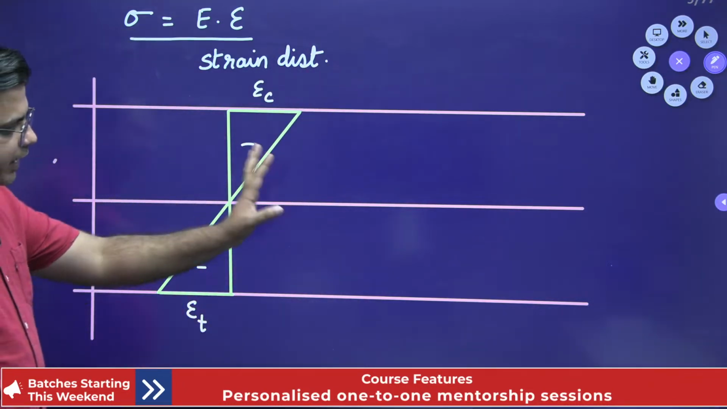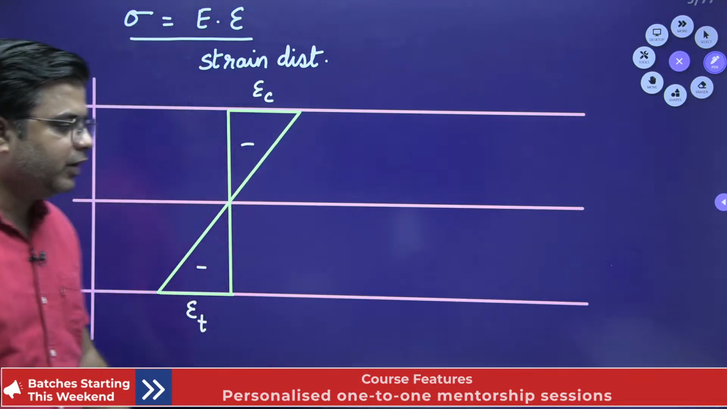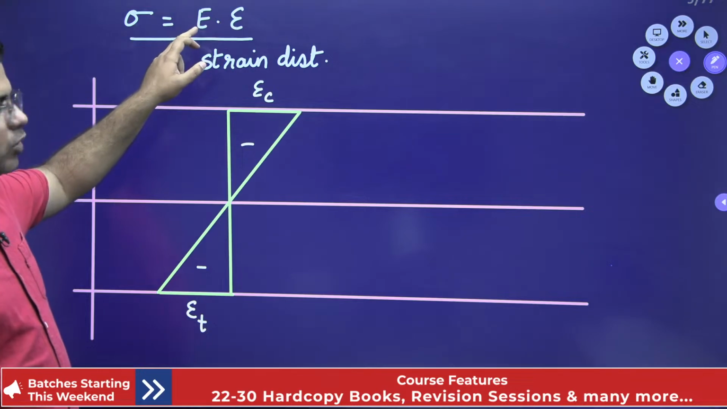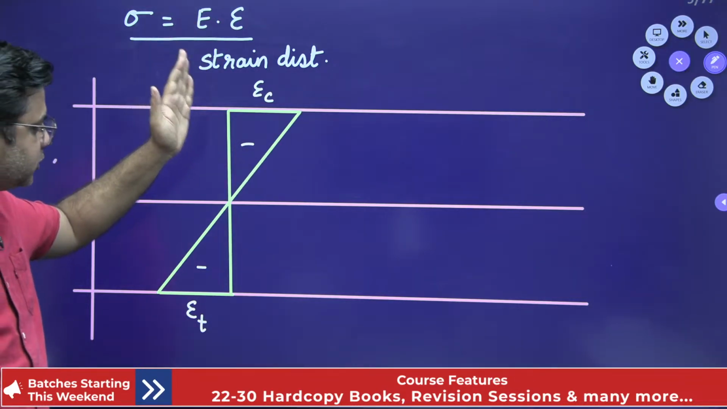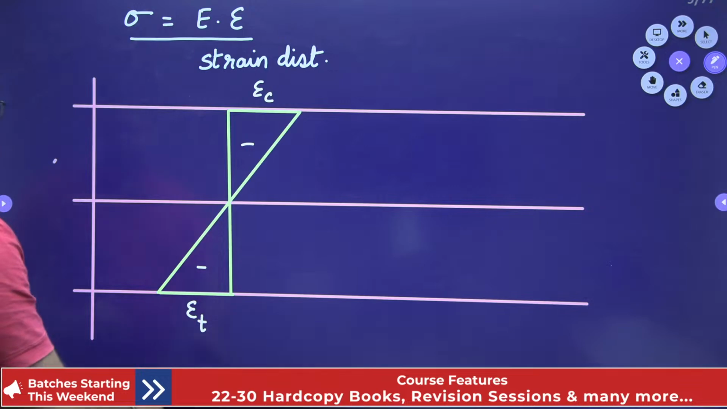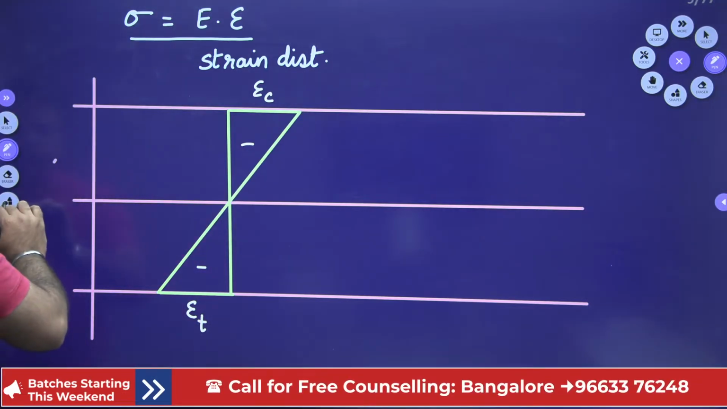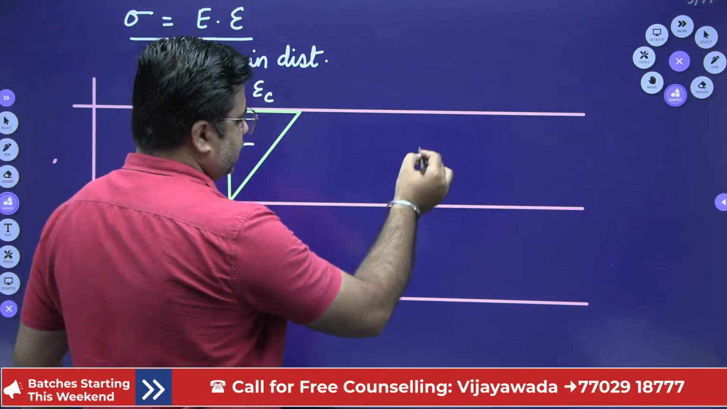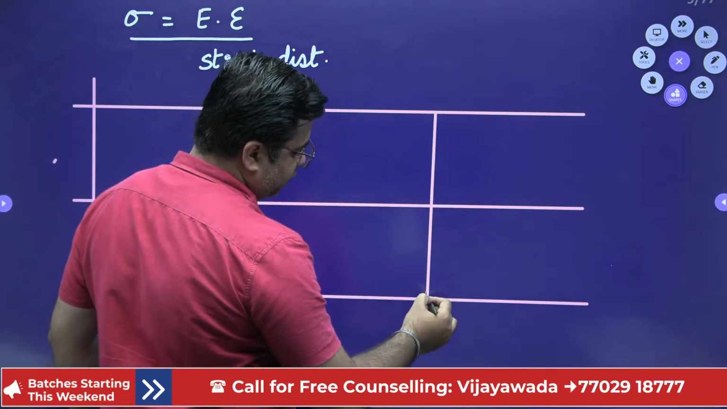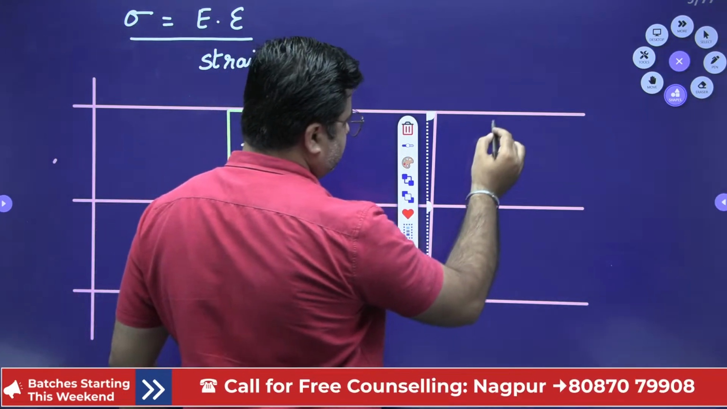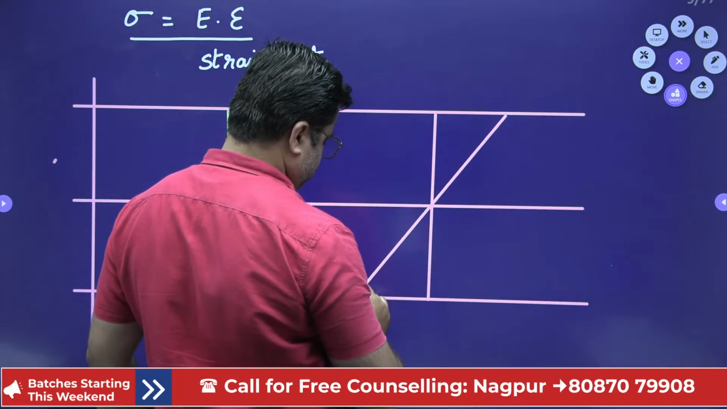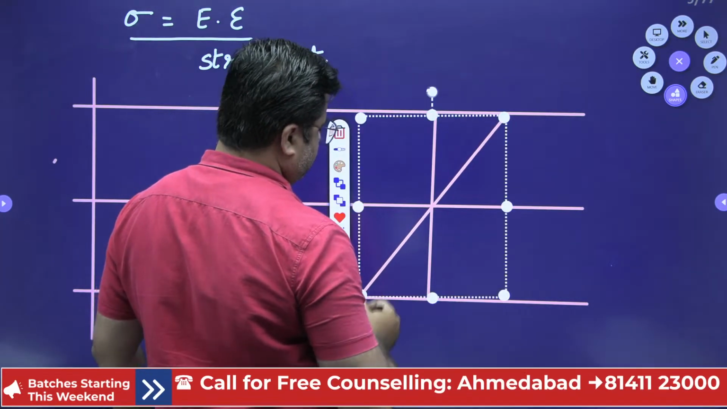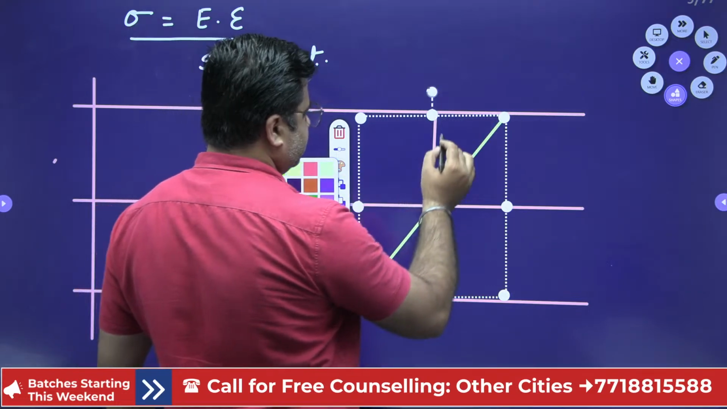From this strain diagram, if I have to draw the stress diagram, one thing is clear that stress is equal to E times strain. So E is constant, E is the Young's modulus. So you will observe the same variation for stress, right? Like this. This is your stress variation.